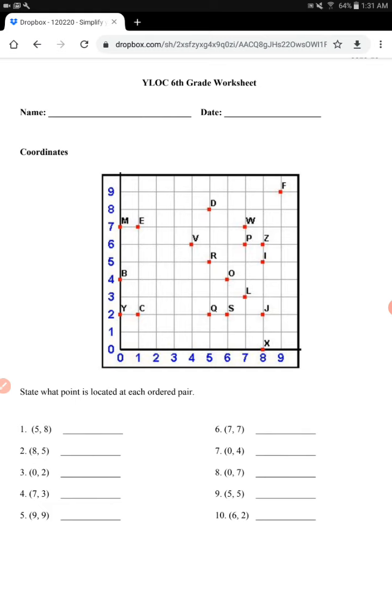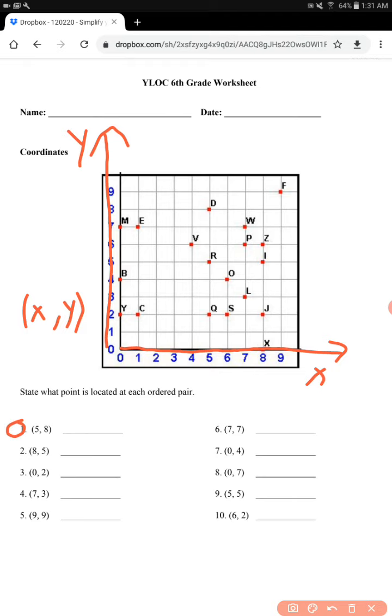Looks like we're starting off with coordinates. State what point is located at each ordered pair. When we're looking at coordinates, this is the x value and this is the y value. X is horizontal, going this way, and y is going this way.